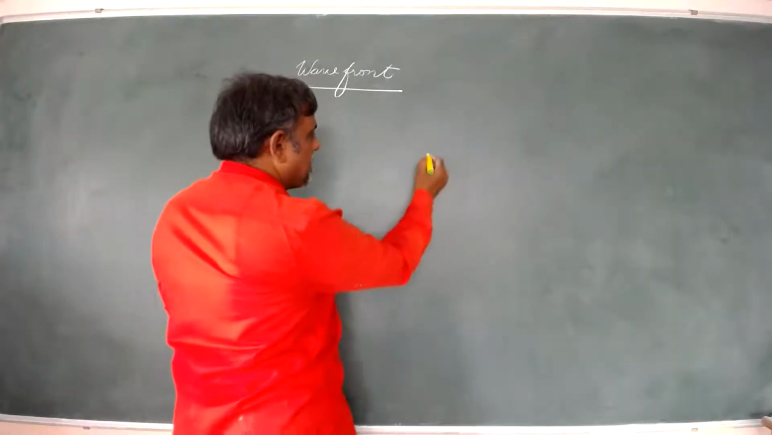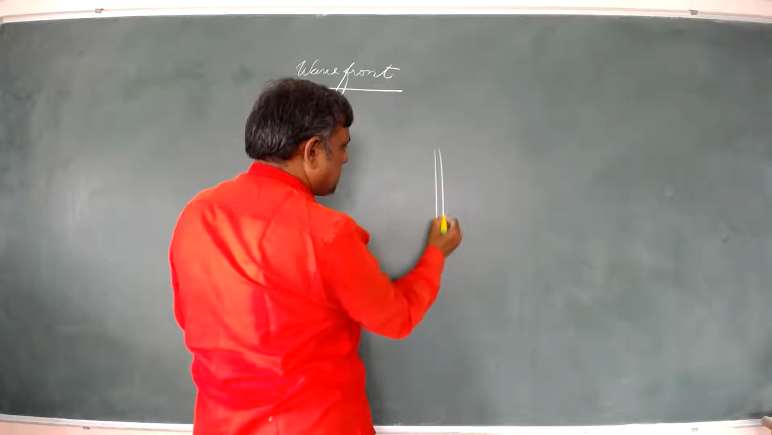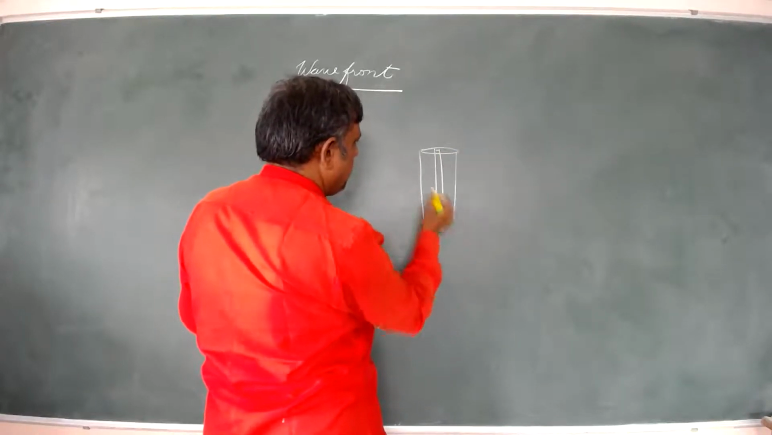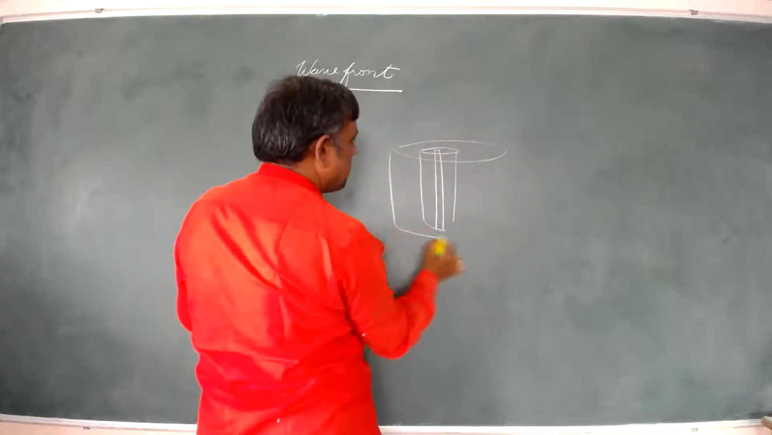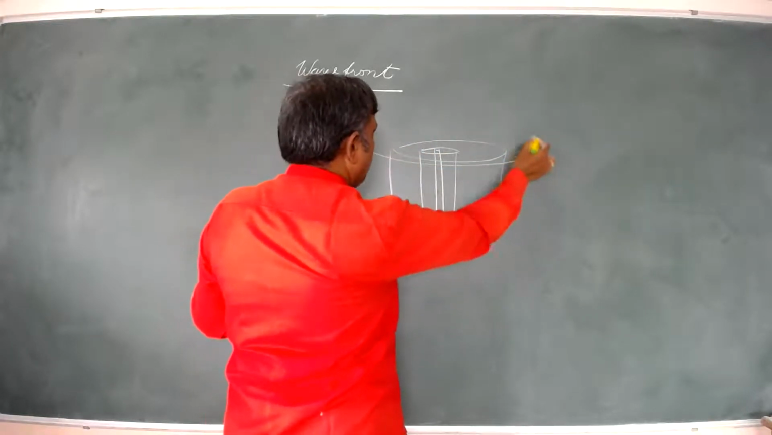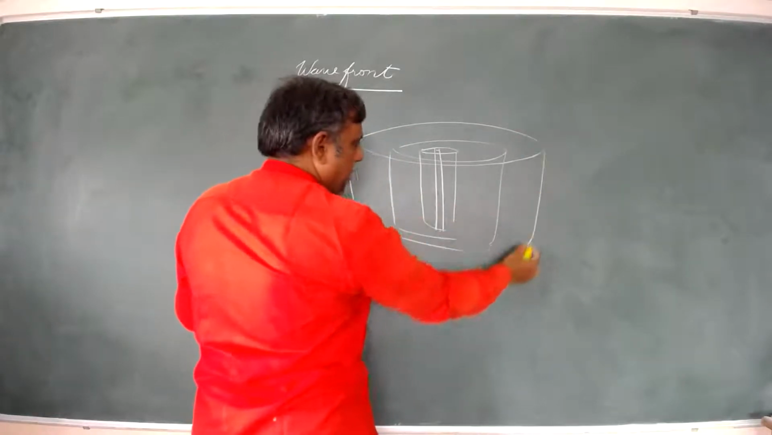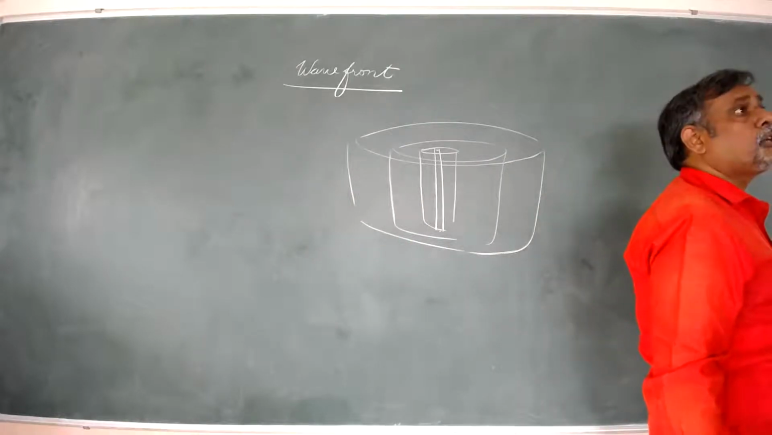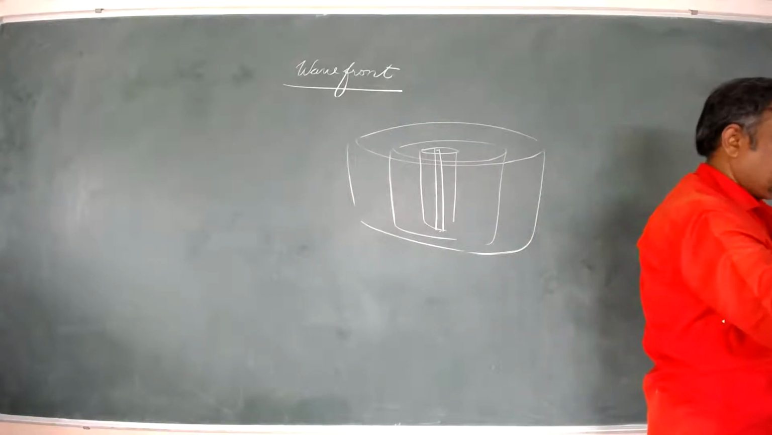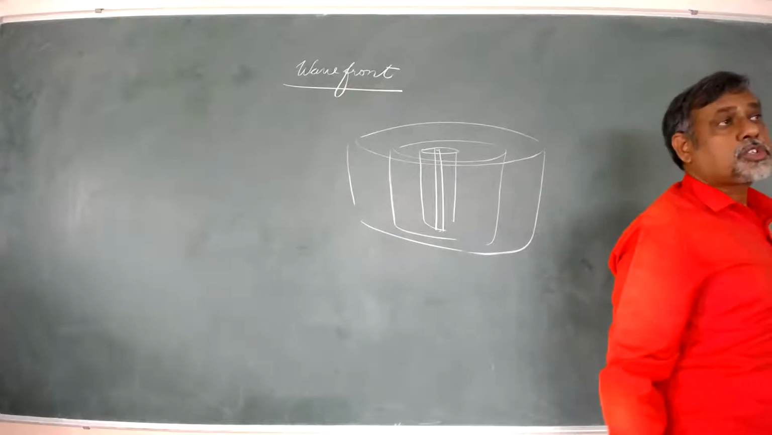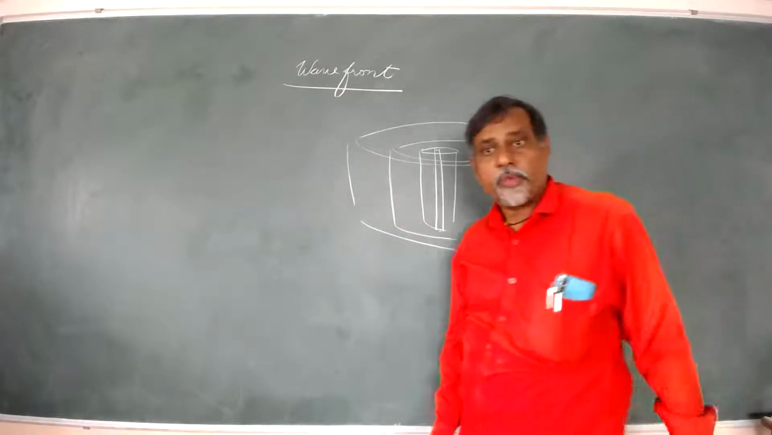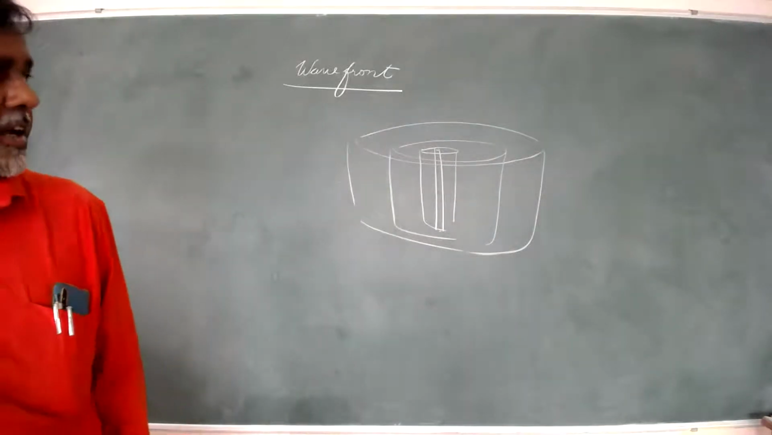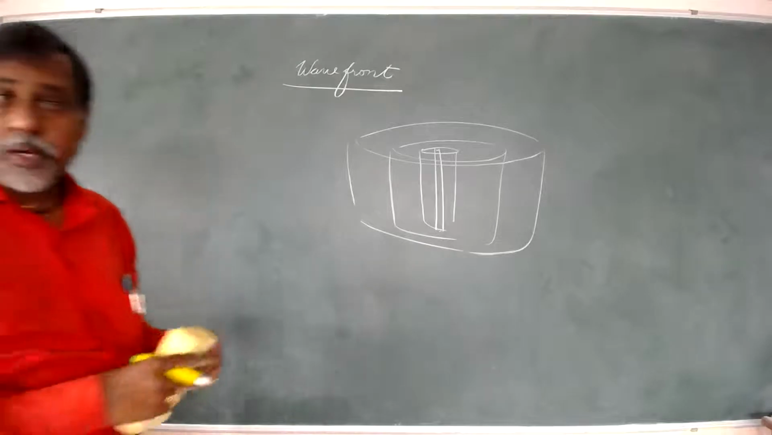If the source is like this, this is the source. From this, the cylinder gets the wavefront, and then one more cylindrical wavefront, and one more like this. In this way, the wavefronts are produced. Cylindrical wavefronts. So this is the concept of wavefront.